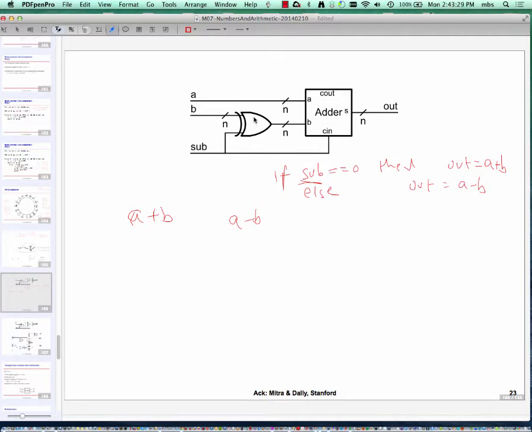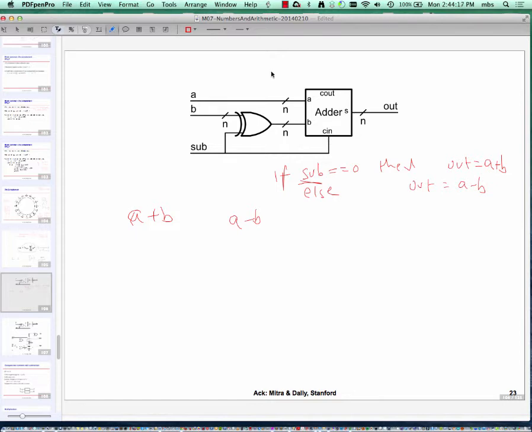If one input of an XOR gate is 0, then the output equals the other input: if the other input is 1, the output is 1, and if the other input is 0, the output is 0. So an XOR gate has the property that it passes through its other input if one of the inputs is 0. Agreed? XOR is X bar Y plus X Y bar. If sub is 1, what do you think will be at the output of these XOR gates? The inverse of B. And if sub is 1, this carry in is 1. Correct?